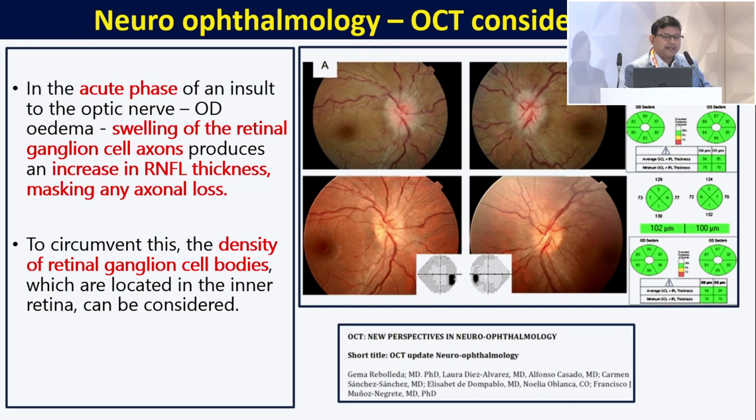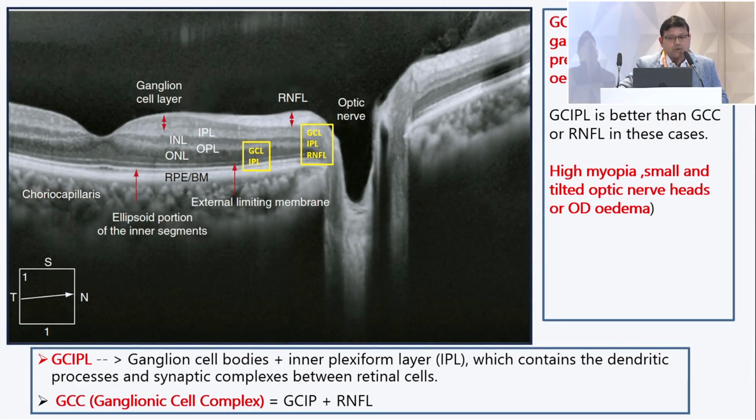So for any case where there is axonal edema, do a GC-IPL along with the RNFL. Don't rely on the RNFL. Do the visual fields, which will probably show an enlarged blind spot, and do a GC-IPL and follow the patient up. Now, what's interesting is, why is this happening?